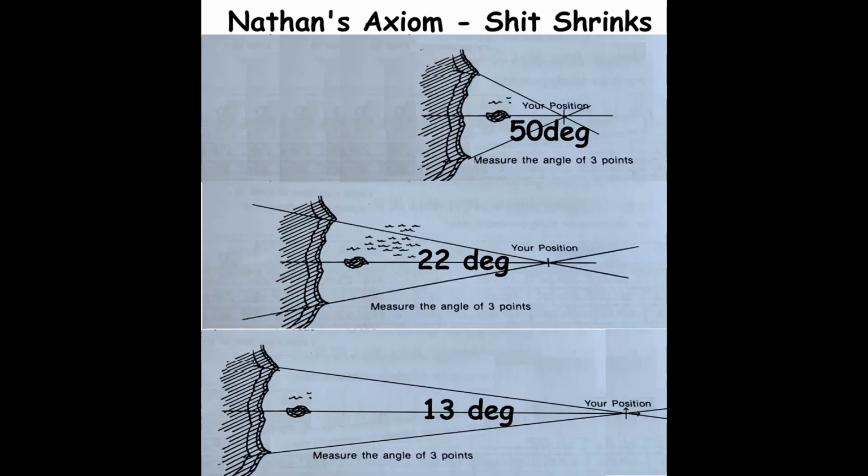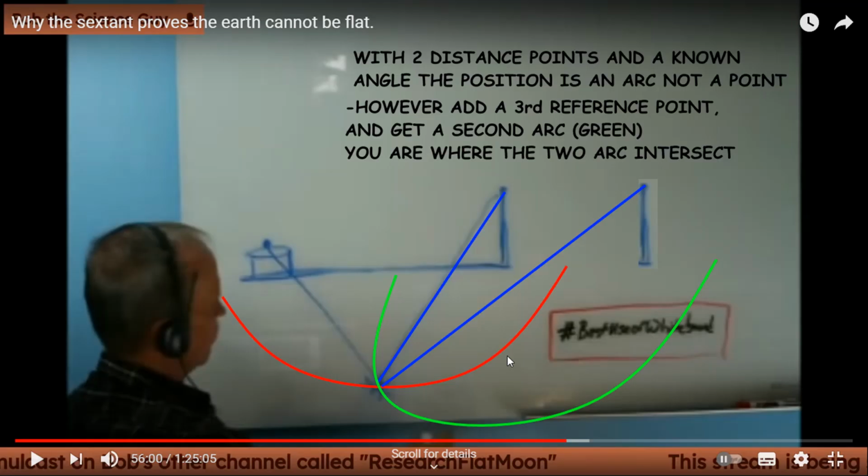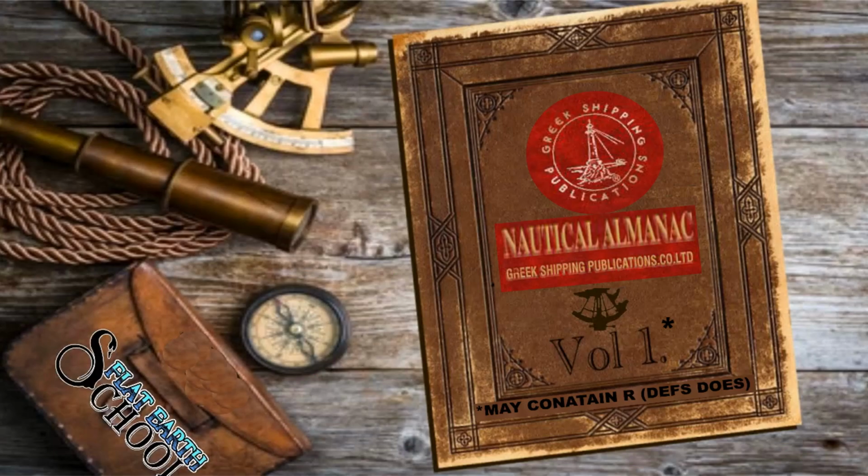We all remember Nathan's axiom, shit shrinks. Yeah, the further away, the smaller the angle. You're able to calculate how far from the coast you are by looking at the angular separation between the lighthouse and some other object. And if you're able to do that with another pair of objects, you would have two distances. You can now use trilateration to calculate your exact position. Fancy that.